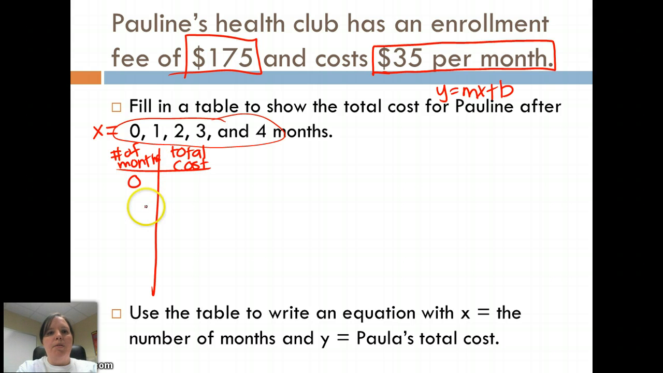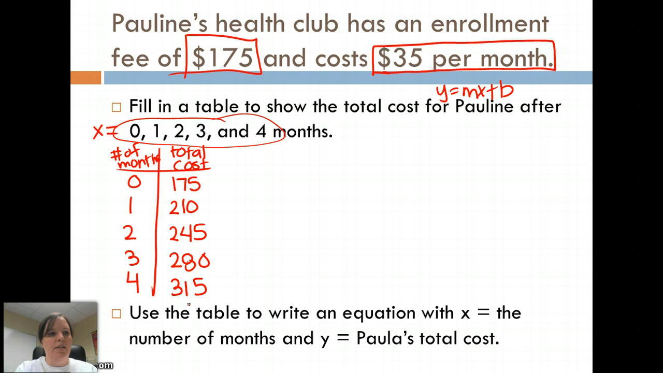So if it's month 0, month 1, month 2, month 3, month 4, you just want to think about what the situation's asking. Well, if it's no months in, if Pauline's just joining the health club, no matter what, she's enrolling, it's going to cost her $175. From there, every month after that, it's going to be $35 more. So after 1 month, she adds on $35. 2 months, she adds on $35 more. 3 months, and then 4 months. So hopefully I calculated this correctly. There's each of your months.